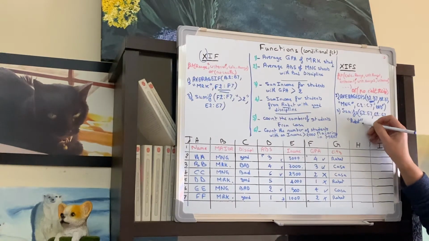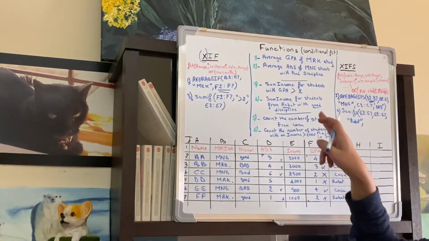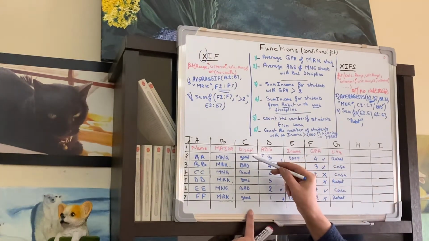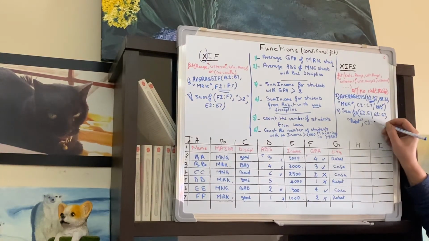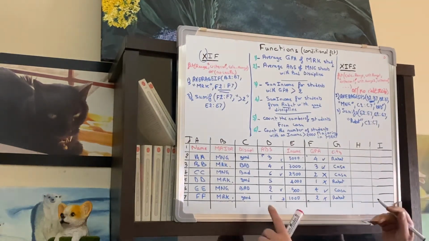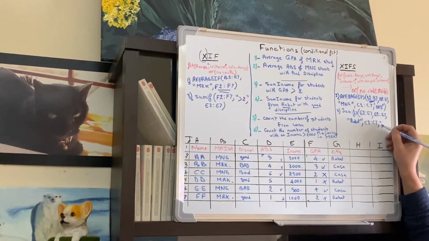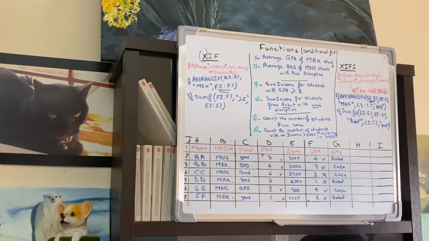Between quotes, comma, because I'm not done. I still have another criterion. What is the other criterion? It's within discipline. So where is discipline? Discipline is from C2 to C7. And what am I looking for? Comma, what am I looking for? I'm looking for good. Okay, so between quotes, good, close the quotes, close the parenthesis, of course, an equal sign at the beginning, and it's going to be done automatically. Okay?